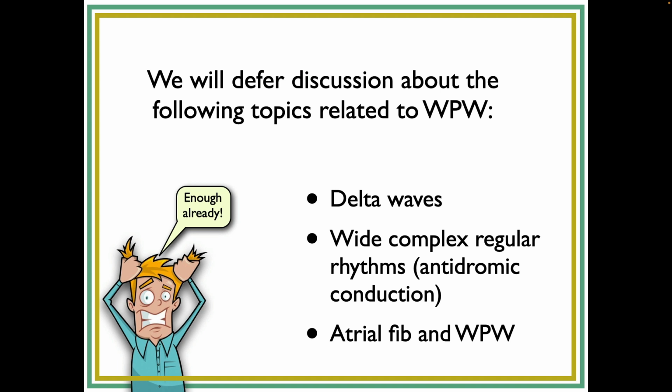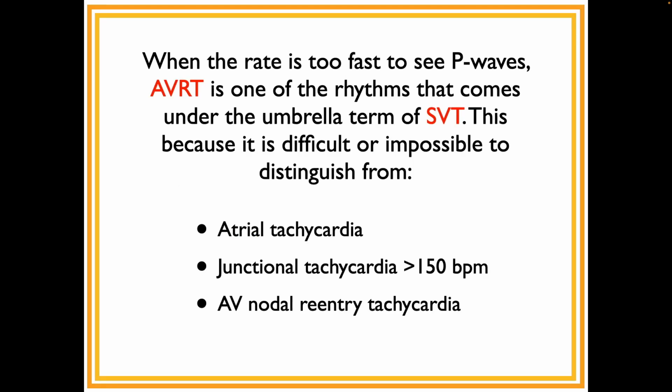So, when the rate is so fast, AVRT is, again, one of the rhythms that comes under the umbrella term of SVT. We now have all four. We have AVRT, AVNRT, junctional tach, and atrial tach.